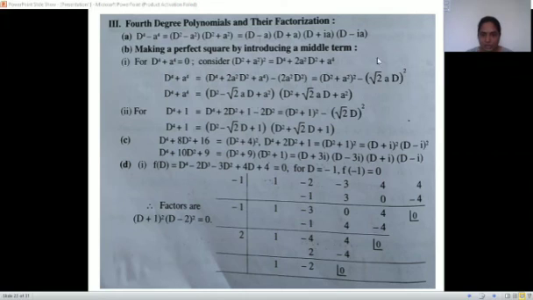This is your A and this is your B. So it becomes A minus B into A plus B. So these are the factorizations.